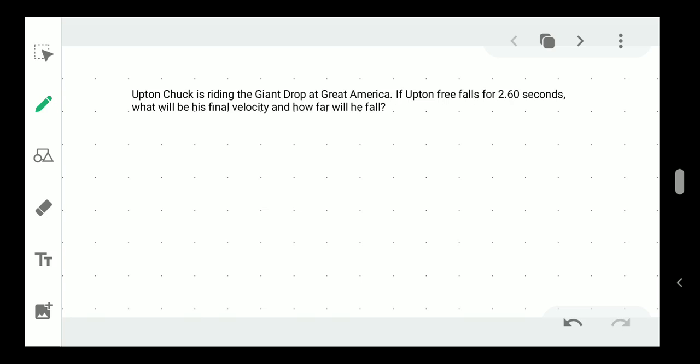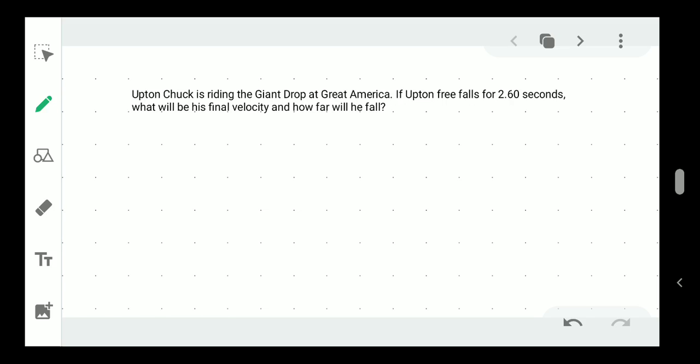So starting from the first one, let me read the question. Upton Chunk is riding the giant drop at Great America. If Upton free falls for 2.6 seconds, what will be his final velocity? How far will he fall? This is a very nice question. While explaining it, we will also know what happens when something falls from a height. That means the free fall thing.